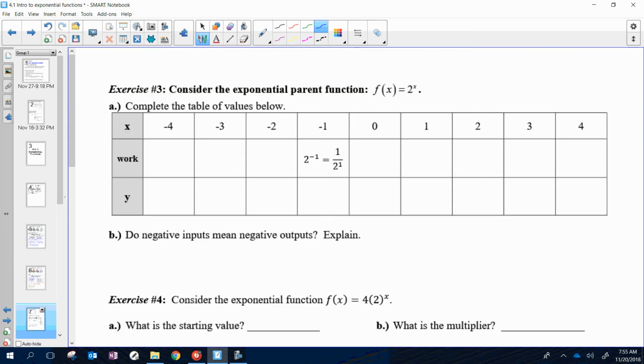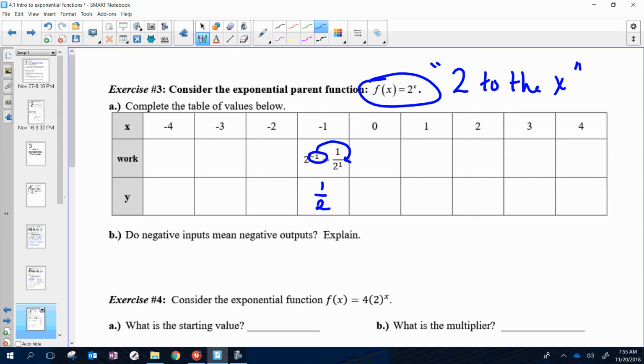On the next page, consider the function f of x equals 2 to the x. But notice I said 2 to the x. Complete the table of values below. So it looks like they started here with a -1. If you do 2 to the -1, that means 1 over 2 to the first power. A negative exponent is a power in the denominator. You learned this when you did scientific notation. So 2 to the -1 would just be 1/2.